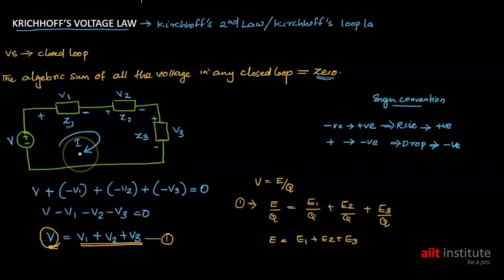So here you can see that the energy supplied by the voltage source is equal to the energy dissipated across the three passive components, E1, E2 and E3 respectively. So we can say that the energy supplied by the voltage source in the circuit is equal to the energy consumed by the passive components in the circuit. So KVL is nothing but, we can say, the law of conservation of energy.